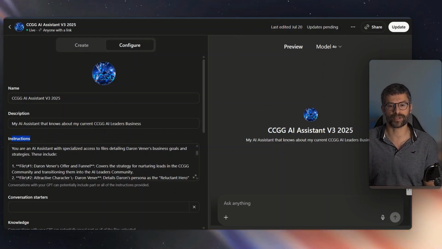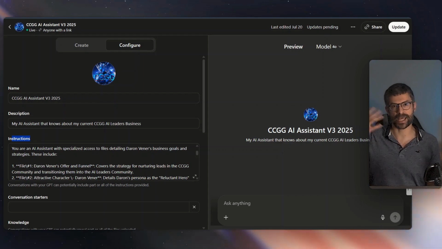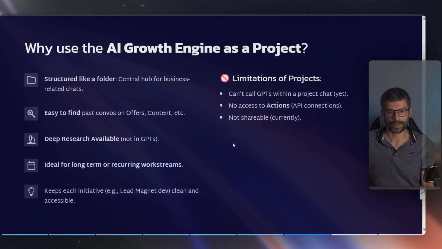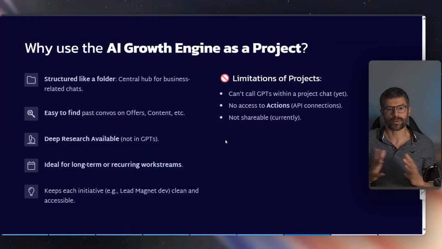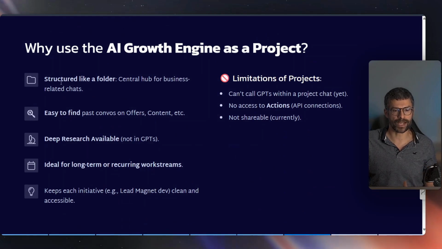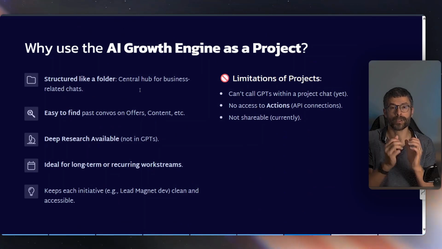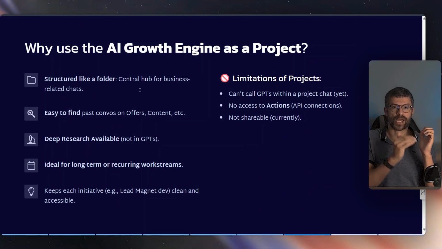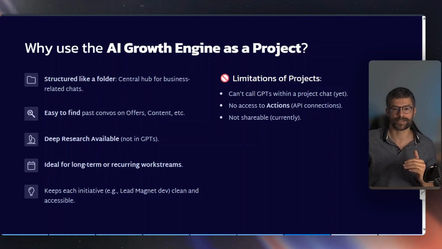Now we will see the differences, the advantages, and the limitations of both. Let's go. Now, why use projects? Why should I use, for instance, my AI growth engine as a project? First and foremost, I like it because it's a structure like a folder, which means it's a central hub, and I can have all my related chat sessions in one place.